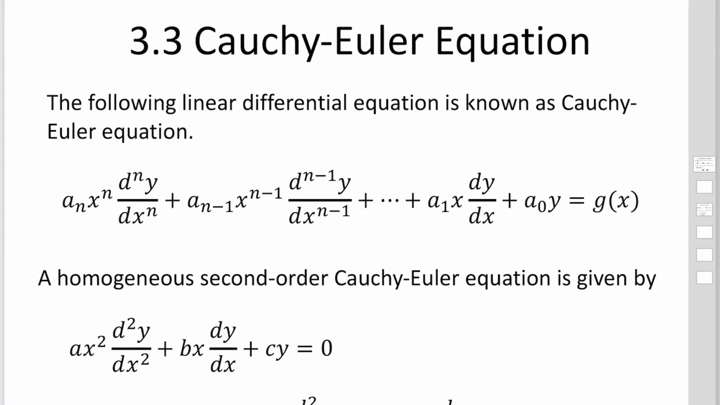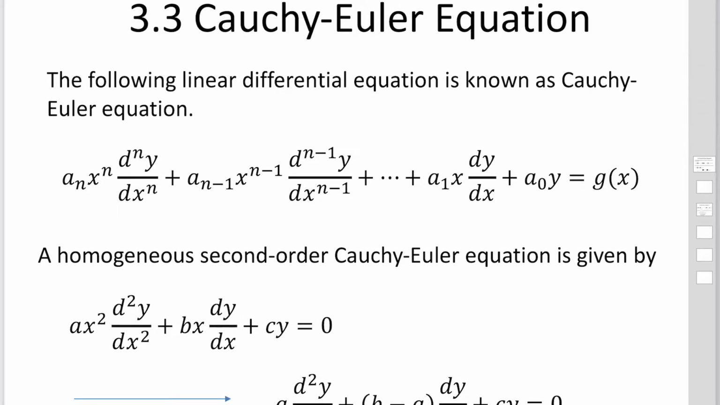In this section, I'd like to explain the Cauchy-Euler equations. The following linear differential equation is known as the Cauchy-Euler equation. Before the nth derivative of y with respect to x, we multiply x to the n. For the n minus 1 derivative, we multiply x to the n minus 1. a sub n and a sub n minus 1 are constant values.